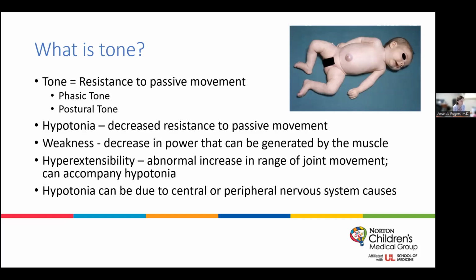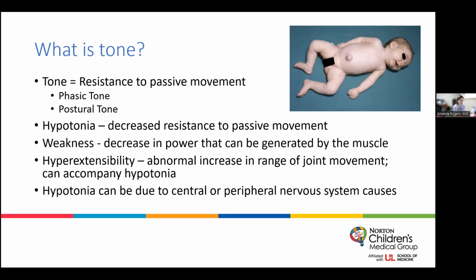And while they can coincide, you have to assess for each one in an individual patient to help clue you into what is going on. While hypotonia refers to the resistance to passive movement, weakness is a decrease in the power that can actually be generated by the muscle. So you can have hypotonia without weakness. Likewise, you can have hyperextensibility without hypotonia. Hyperextensibility refers to the range of motion of a joint, and while it can be seen in hypotonia, it does not necessarily equal hypotonia.